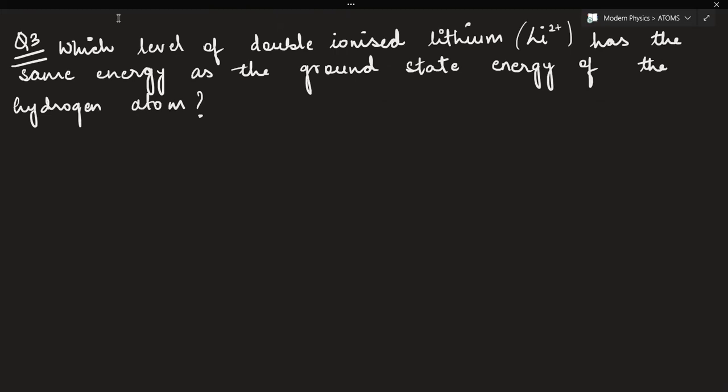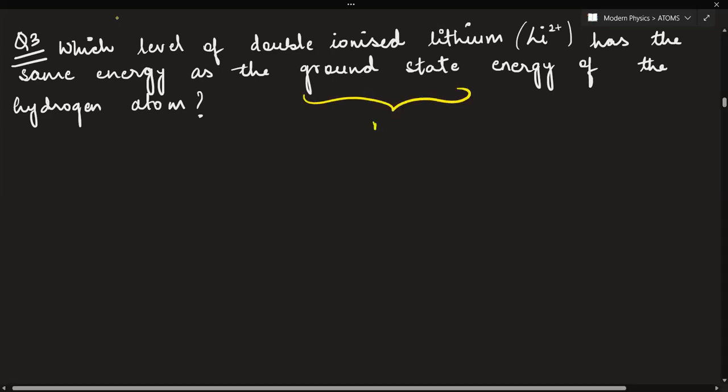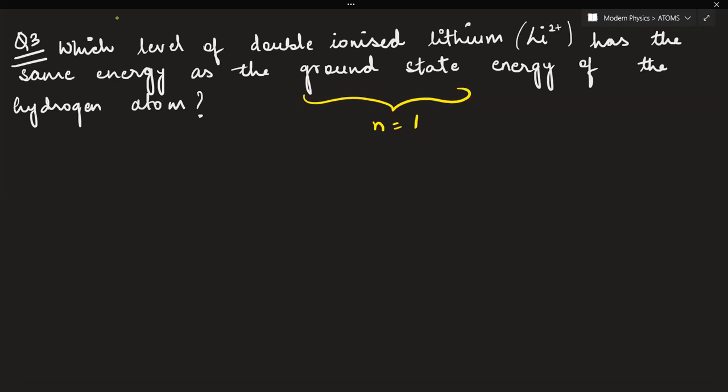See class, that's the last question. Which level of doubly ionized lithium, Li2 plus, has the same energy as the ground state energy of the hydrogen atom? Which level of lithium means n? And n of hydrogen is 1. Ground state means 1. So when it says ground state of hydrogen, this means n is equal to 1 for hydrogen. And n for lithium is unknown.